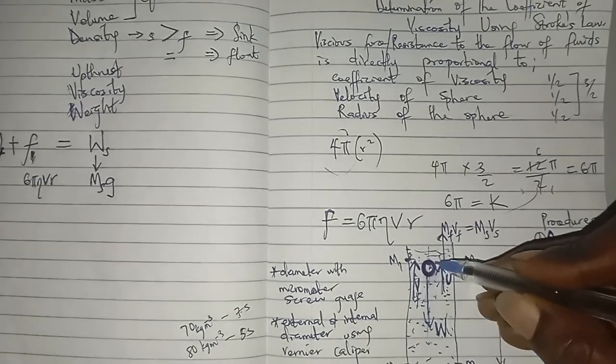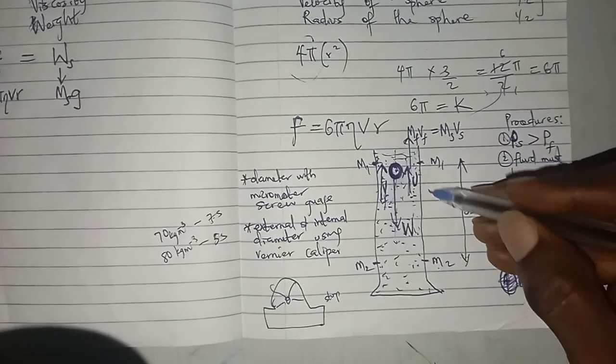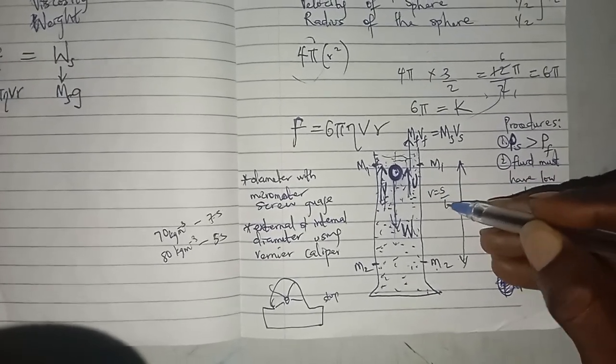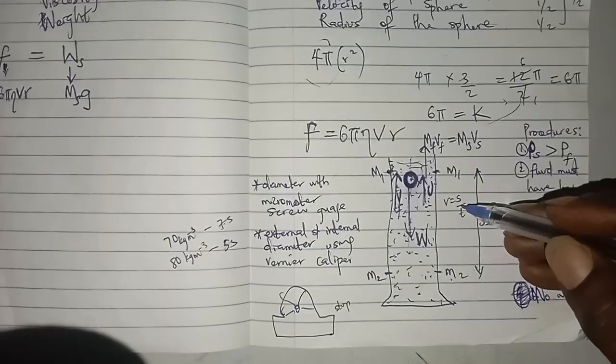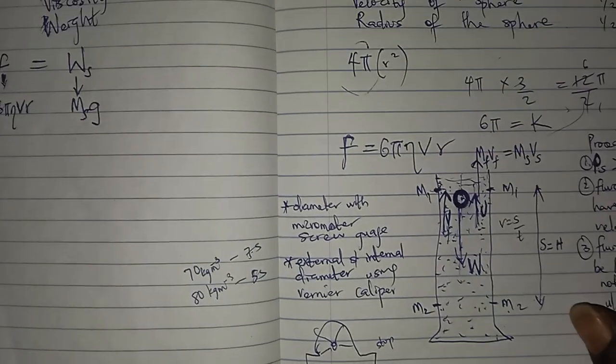That is the velocity. Velocity is s over time. That movement is from this end to this end. So you come and do V equals s over t. That is the time you are checking. Check my first video in that practical class, you see how we did this.